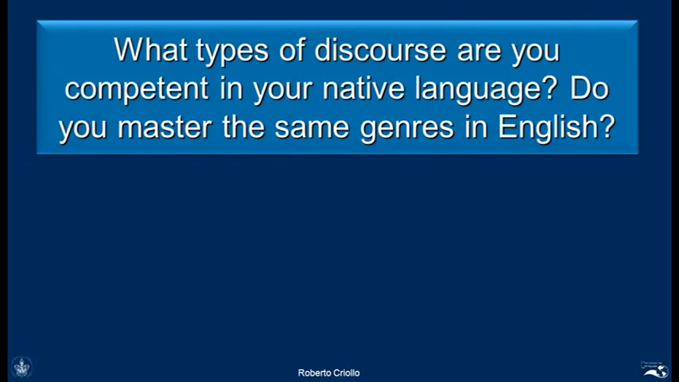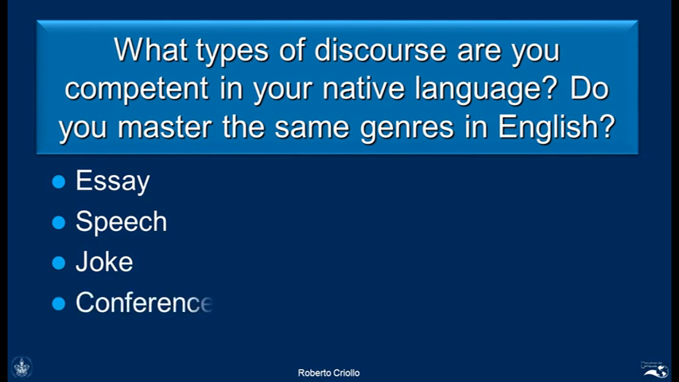Just as a reflection, I would like you to think about what kinds of discourse you are competent in, in your native language. And then try to reflect and think if you can actually carry out the same kinds of discourse in English. An essay: are you able to write an essay in Spanish? And can you do it in English? Or a speech: can you make a speech in Spanish? Do you think you will be able to give a speech in Spanish? And what about in English?